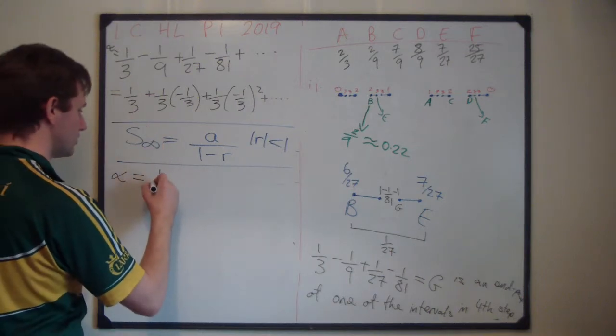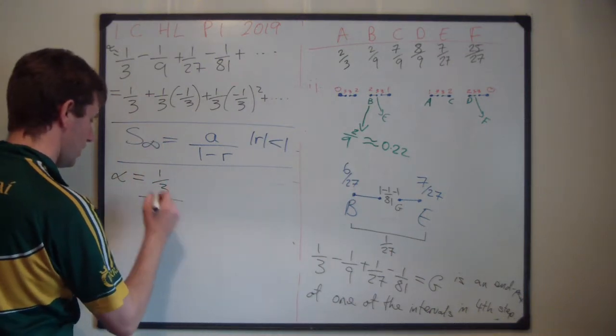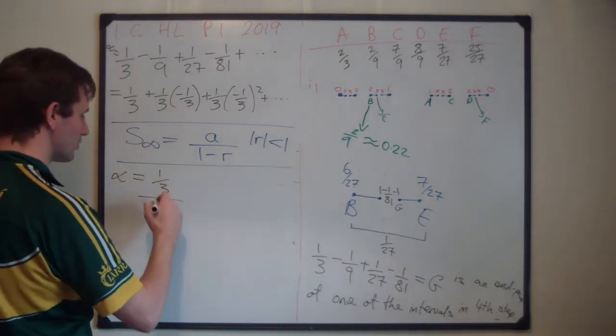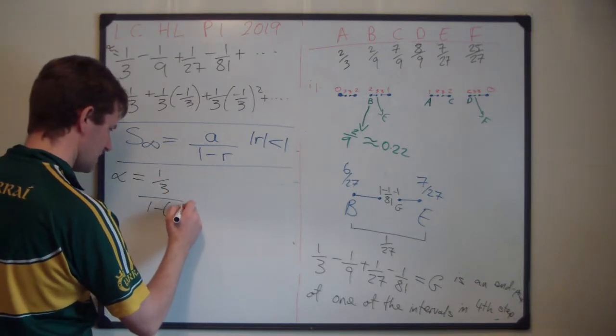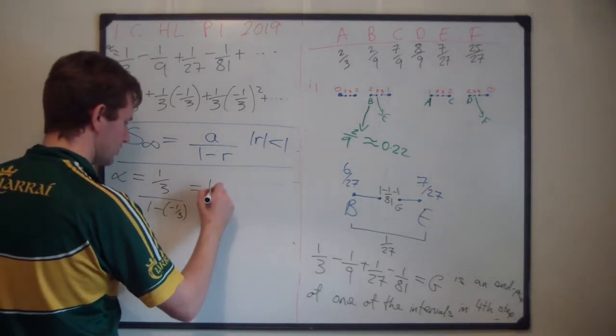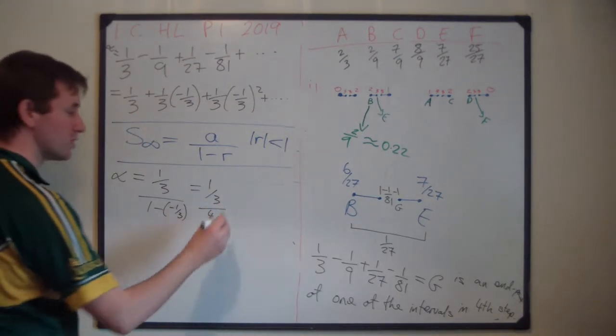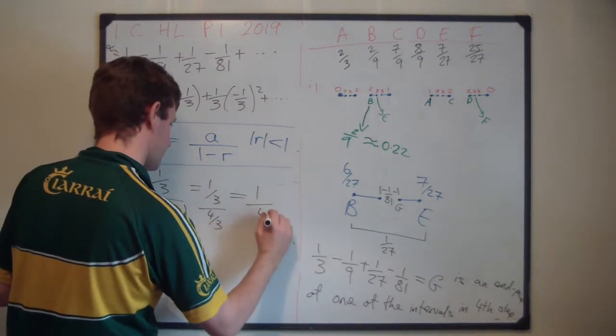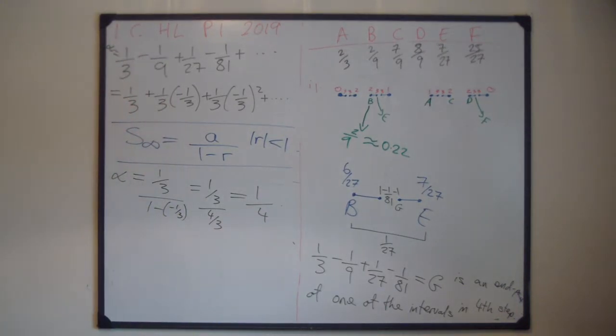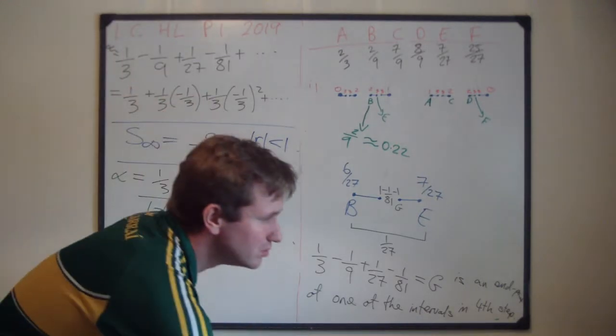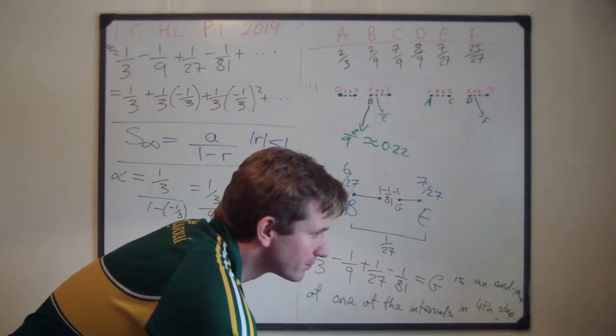Is the first number 1/3 over 1 minus r, which is minus 1/3. And so this is 1/3 over 4/3, and I multiply above and below by 1/3 and I get 1/4. So we've got 2 points here, this g and this alpha, that are points in the Cantor set. And we'll see, are they going to say the weird thing?